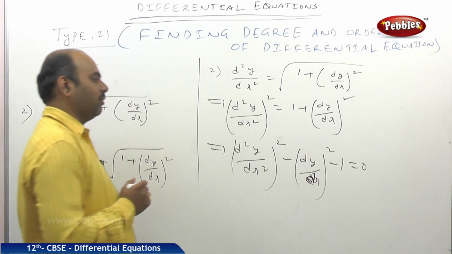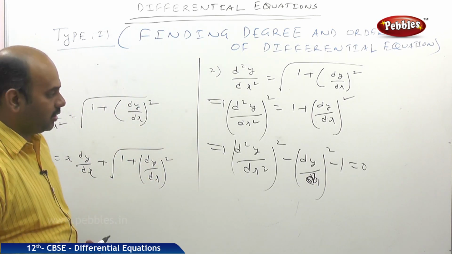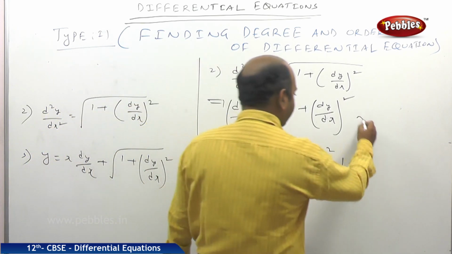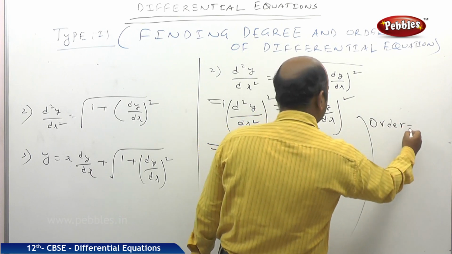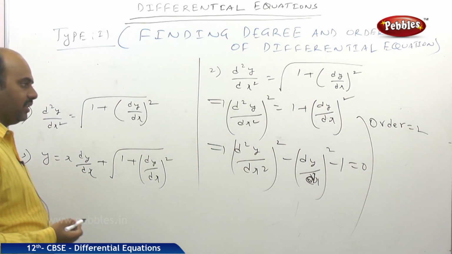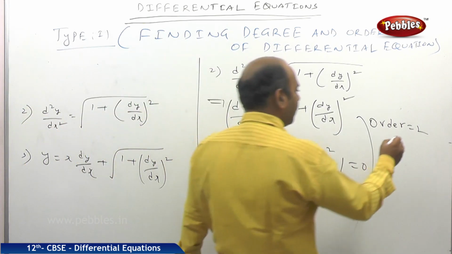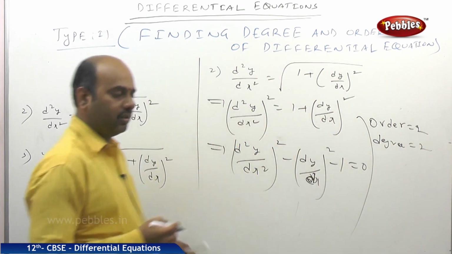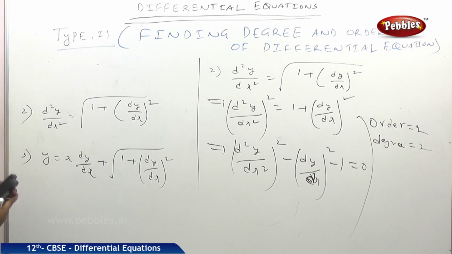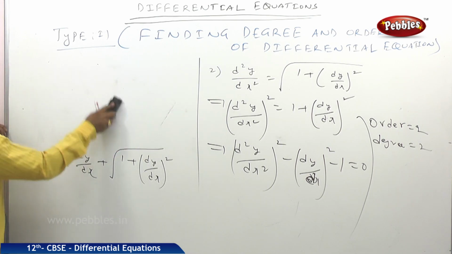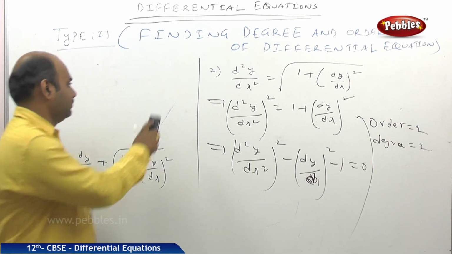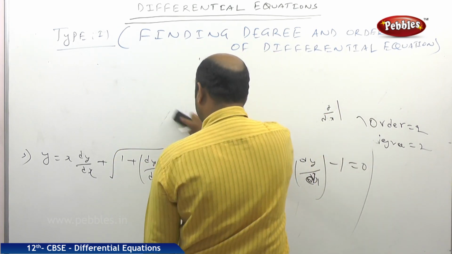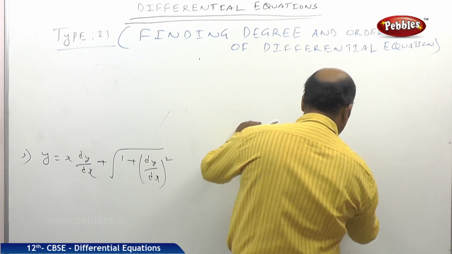Now what is the order here? Order means the highest order derivative. What is the highest order derivative here? d square y by dx square. So definitely I can write the order as 2. And again, what is the degree? Degree means the power of the highest order derivative. So here the degree is also 2. I think it is clear to you. Now coming to the third problem, which is of the same pattern: y is equal to x into dy by dx plus under root of 1 plus dy by dx whole square.